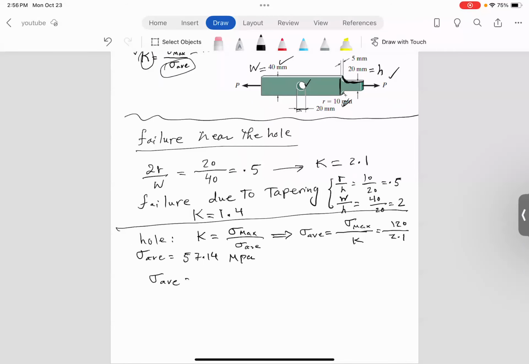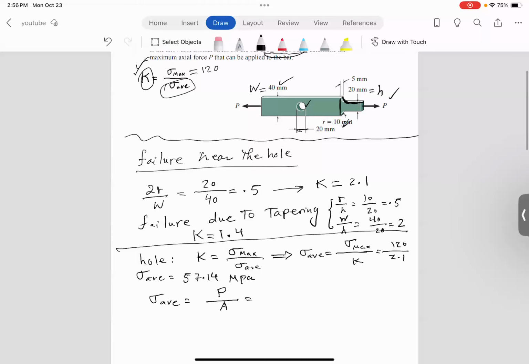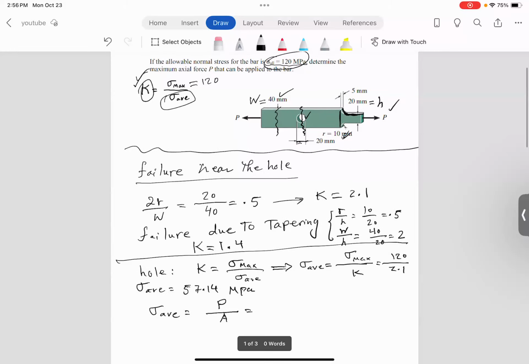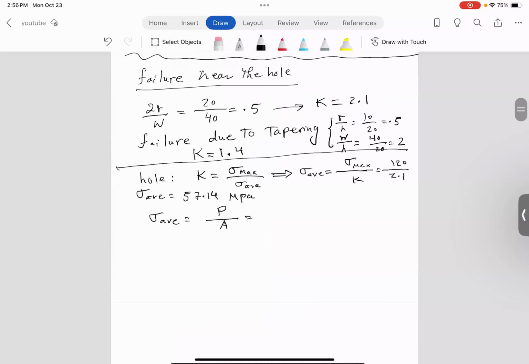So now, that's your sigma average. What is sigma average for an axially loaded member? It's load divided by area. But the question is, what is the area, guys? This is the tricky part. The area actually is the area of the weak section, not the area here. All right, the area of the weak section. And even in the chart, it shows you that the area is W minus 2R times T. But basically you have to take the hole out, right? So you see W minus 2R then times T.